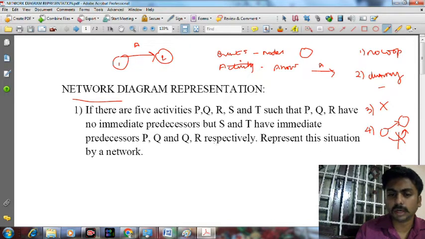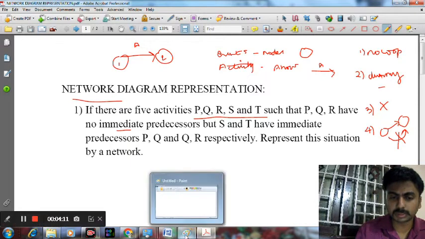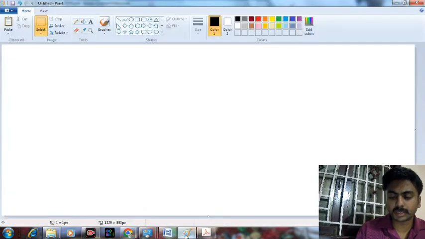Now for our problem, P, Q, R, S and T are given as the five different activities. P, Q, R have no immediate predecessors, but S and T have P, Q and Q, R as predecessors respectively. Now we shall represent this as a network diagram.